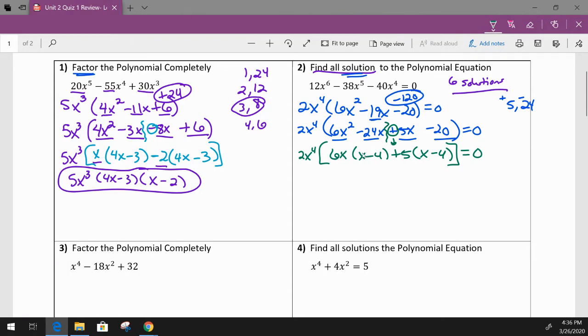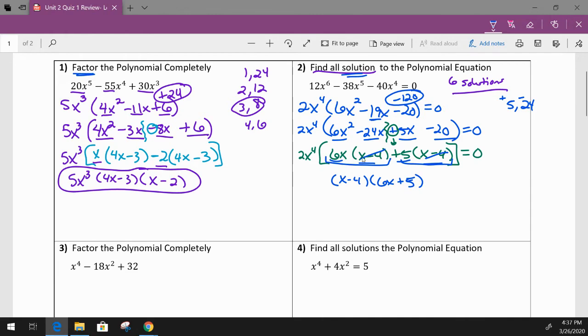All right, so keep on going. So now I'm going to factor out the binomial x minus 4. So this x minus 4 gets factored out. So again, think of this as one term, think of this as one term. What do both terms have in common? The x minus 4. So we factor it out. So it kind of goes out there. And then the 6x plus 5 is what's left in parentheses.